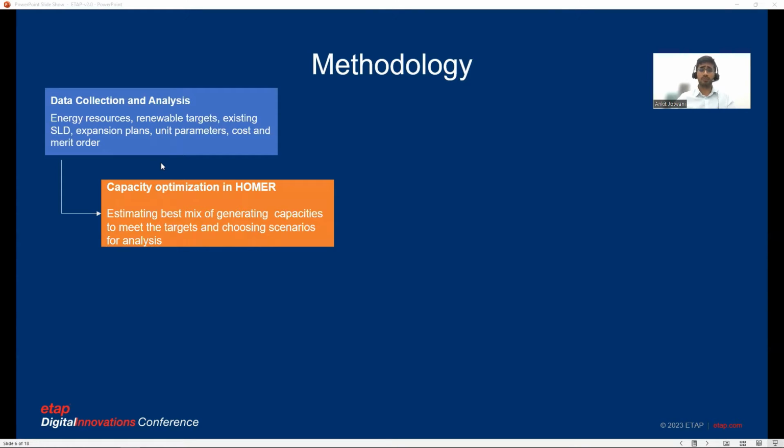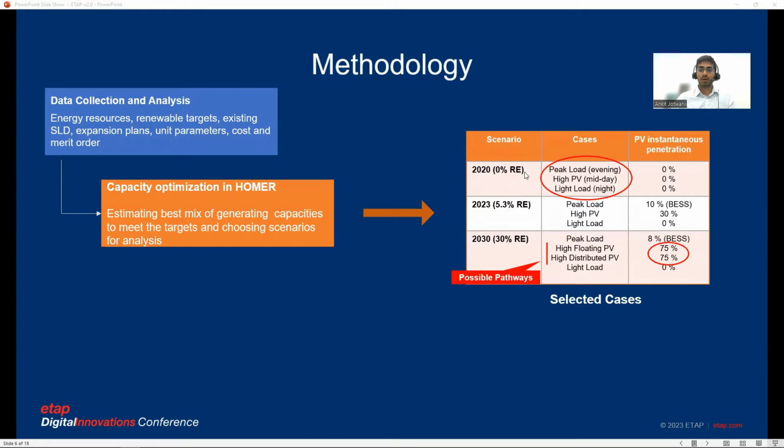Once we had that information, along with the possible system development pathways, we did a capacity optimization in Homer to get an idea of the installed capacity of renewables needed to meet the penetration targets. The tool also generates an hourly dispatch profile for the whole year, which we then used for shortlisting the cases. So in our case, for the 3 years, we selected the peak load case and the light load case more during the evening and night time, and the high photovoltaic case during the midday time.